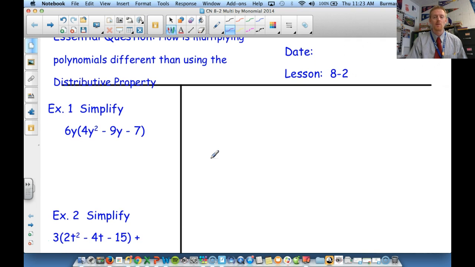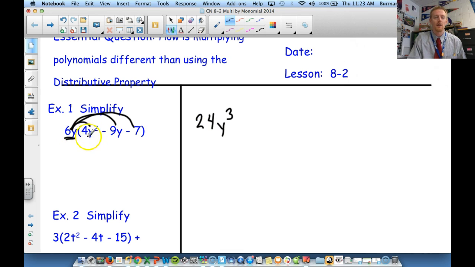Now, when we multiply a polynomial by a monomial, it's basically just using the distributive property. We're going to take this 6y and it's going to get multiplied to all three of the terms. So this monomial is being multiplied by a trinomial, and so all three terms get that same 6y. So 6y times a 4y squared becomes 24y to the third. So the coefficients get multiplied. 6 times 4 made that 24.